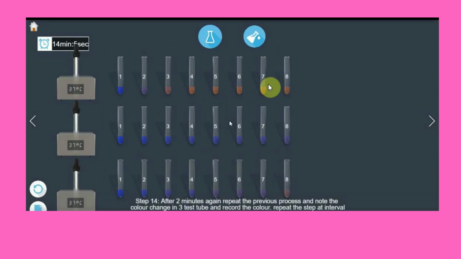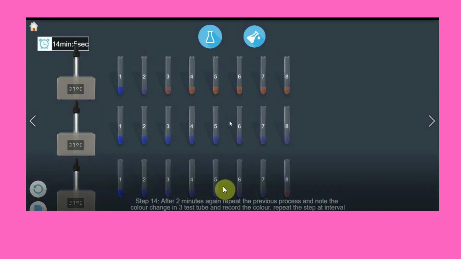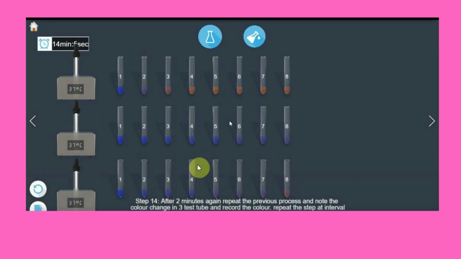instantaneously, very fast. But at the other pH it will take time, because at a pH lower than 6.8 the enzyme becomes deactivated, and at a higher pH it becomes denatured. So the proper pH is 6.8, at which the salivary amylase will act on the solution properly.